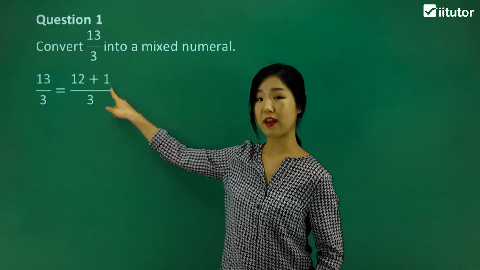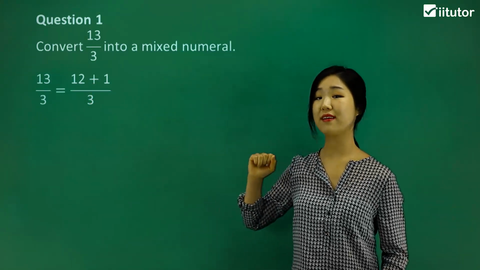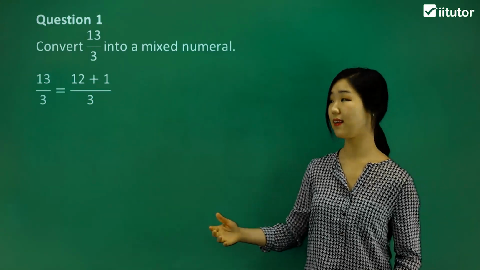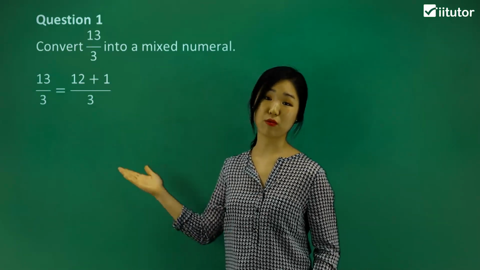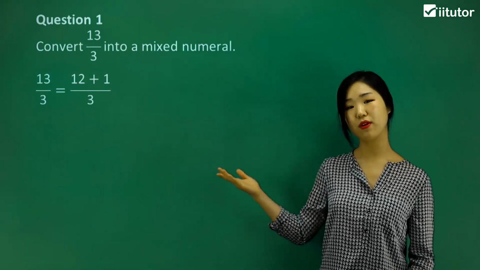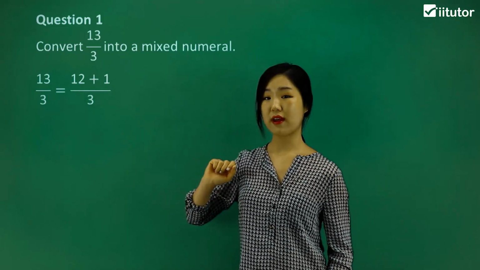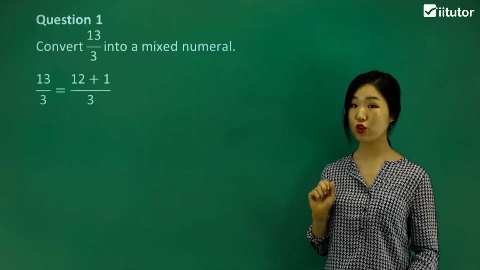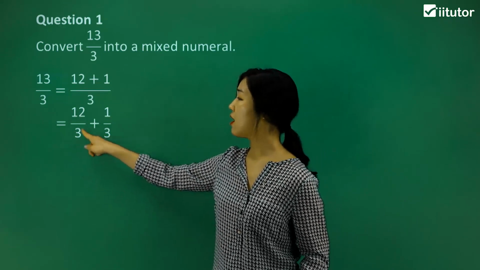So what I'm going to do is try to separate the numerator into something like this. 12 plus 1. 12 plus 1 is 13. And the reason why I picked 12 was because I know that there's 4 lots of 3's that can fit into 13. So I picked 12 because 3 times 4 is 12. And then we know that plus 1 will get us back to 13. So now that we've separated the numerator, let's separate it further into 2 different fractions, just like this. So it's 12 on 3 and 1 on 3.